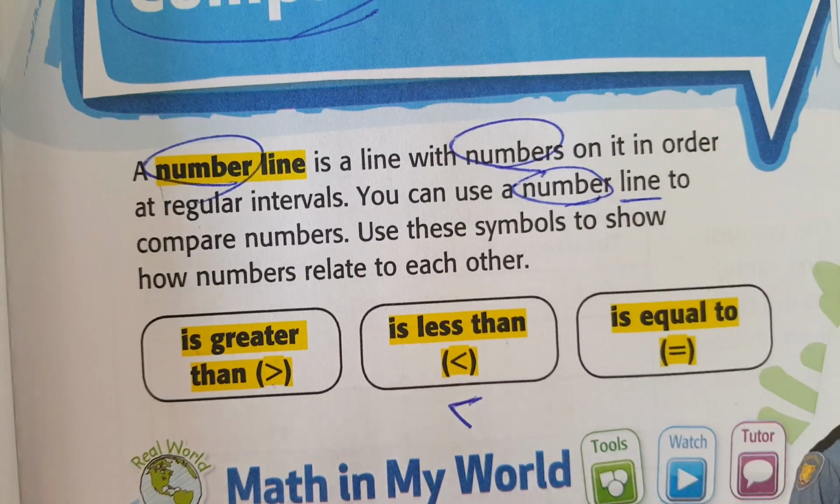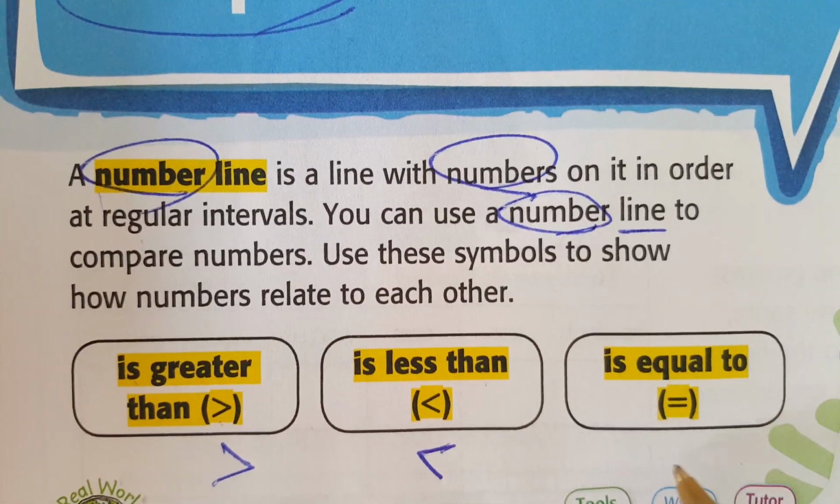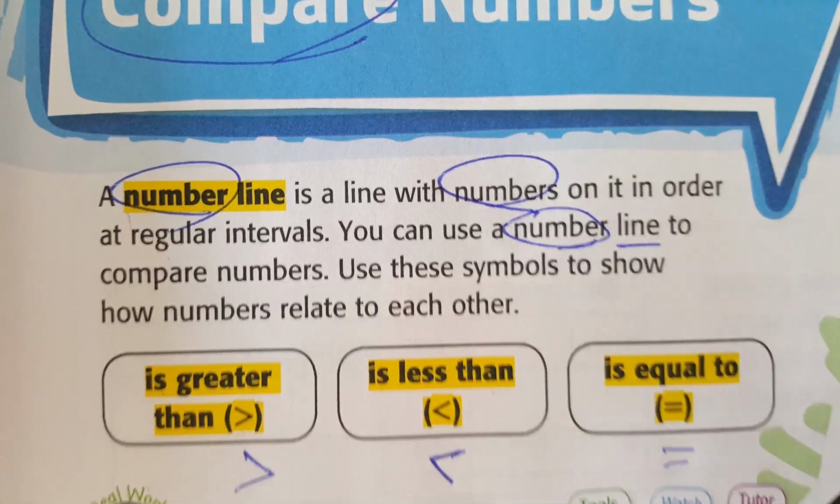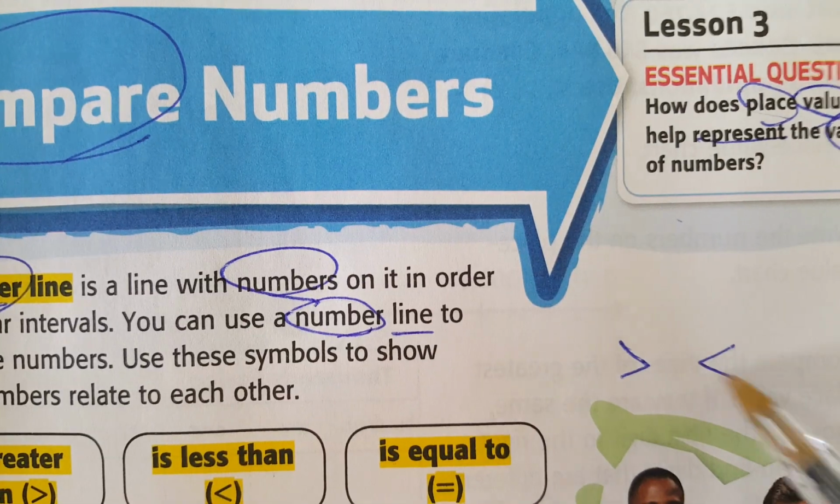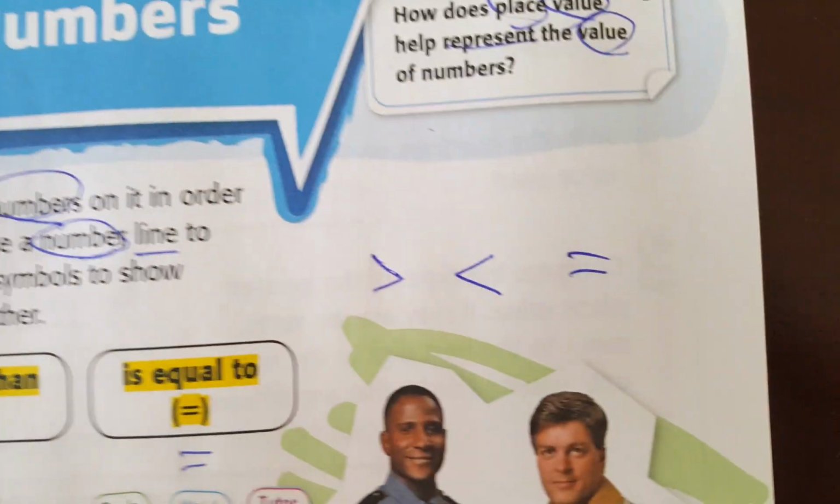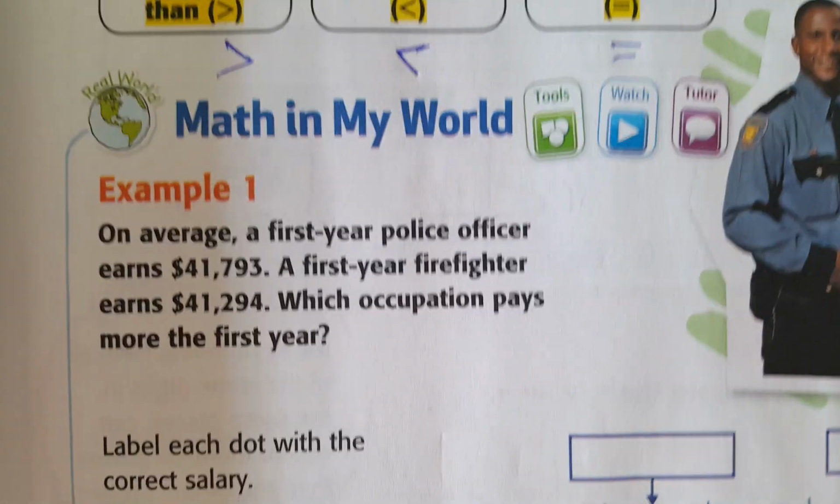Remember, you can write in your book. You can write on a piece of paper. Is equal to. There's the symbols. And you should be able to write this anywhere and say it out loud to yourself. Greater than, less than, equal to. Just like that. Let's come down to Math in My World.